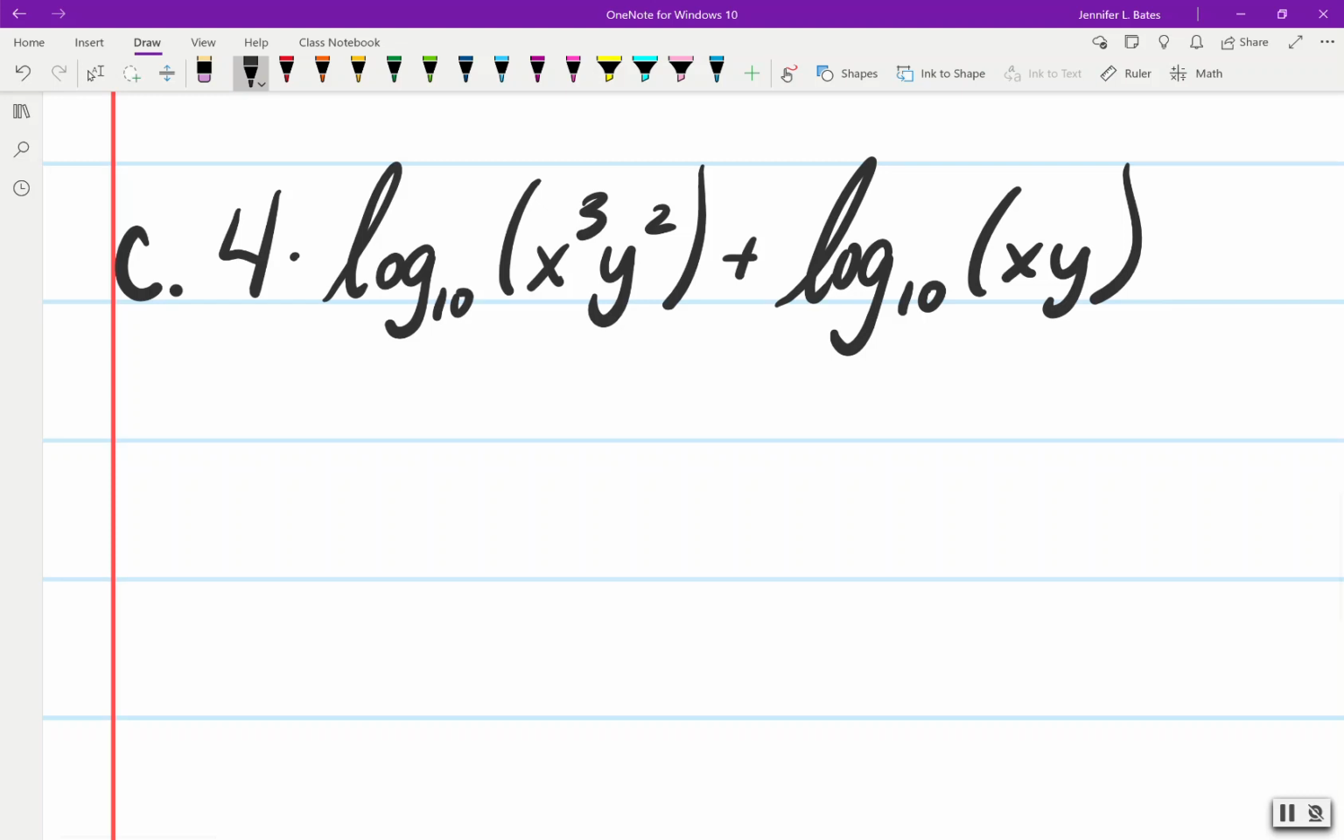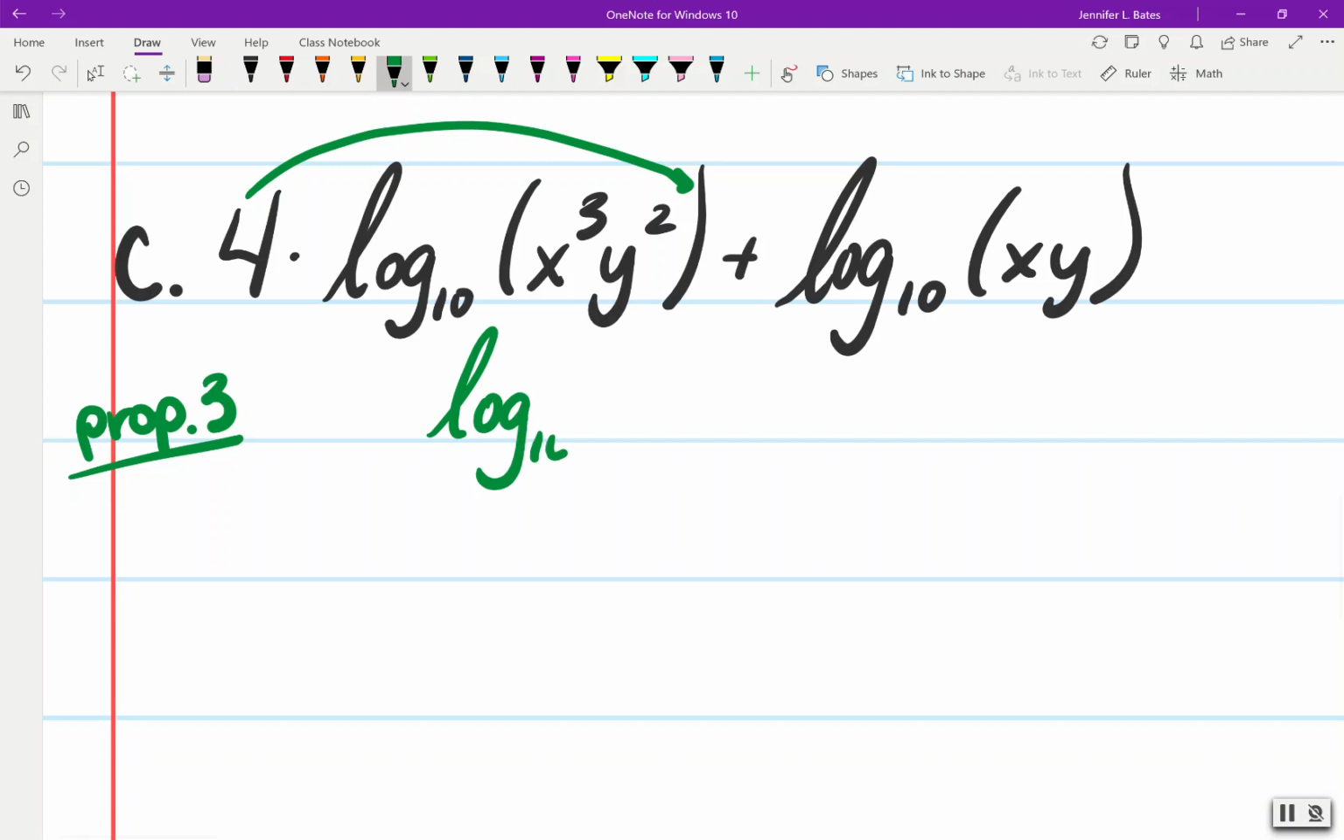Property 3 says that we can take an exponent and bring it down out front as a coefficient, or we can take a coefficient and bring it back as an exponent. So when we use property 3, we're going to take this 4 back as an exponent. This is actually going to become log base 10 of x to the third y squared, all to the 4th power. So log property 3, we can bring that coefficient back as an exponent.